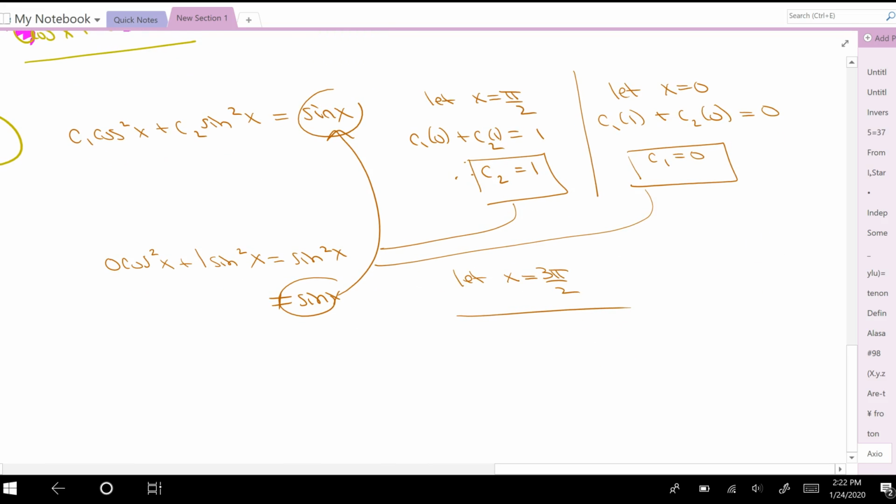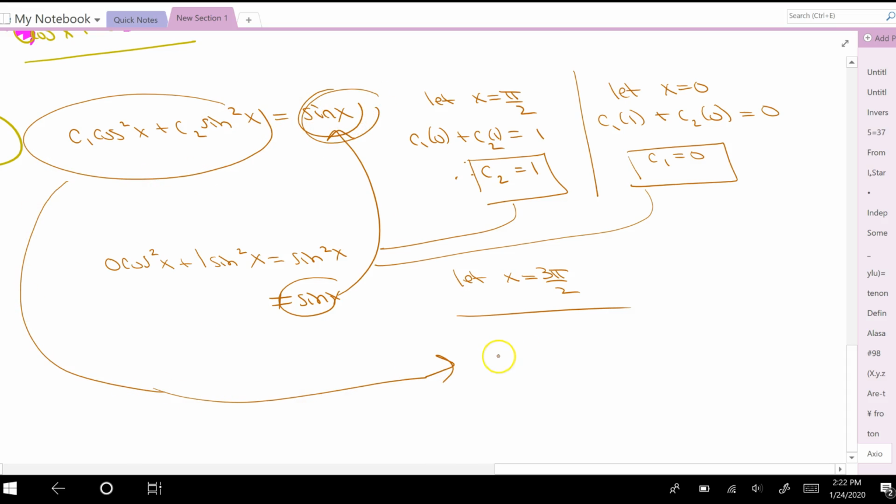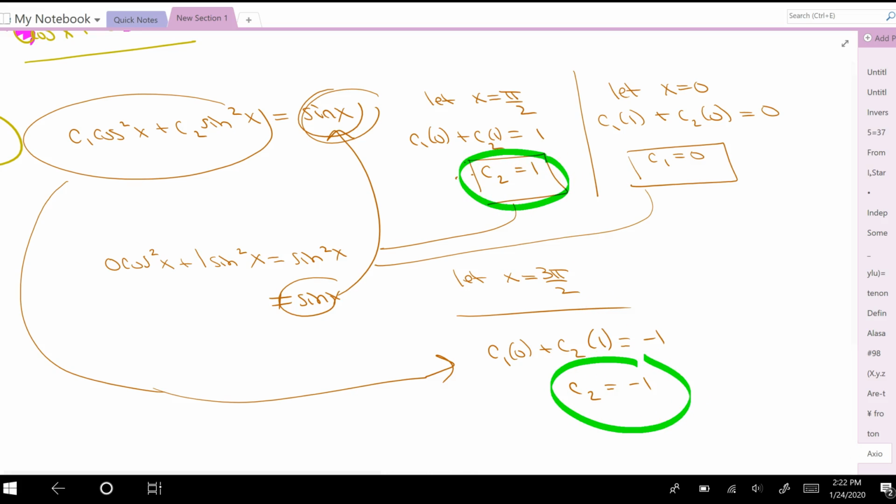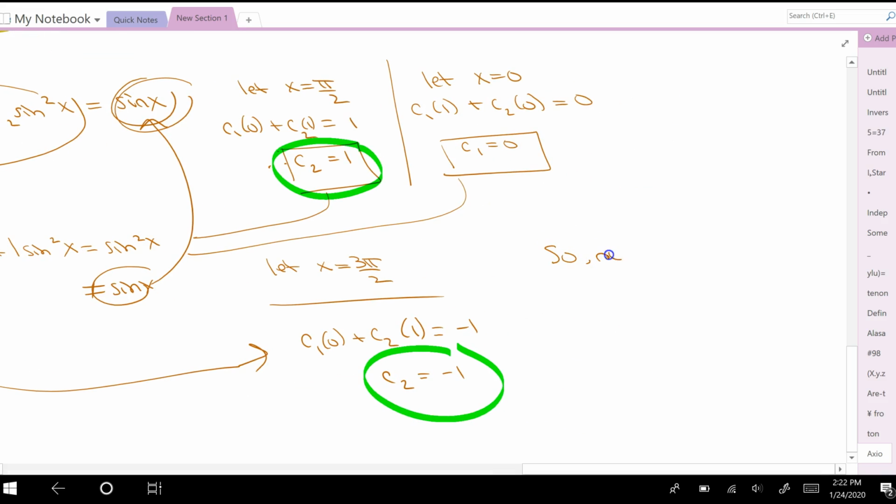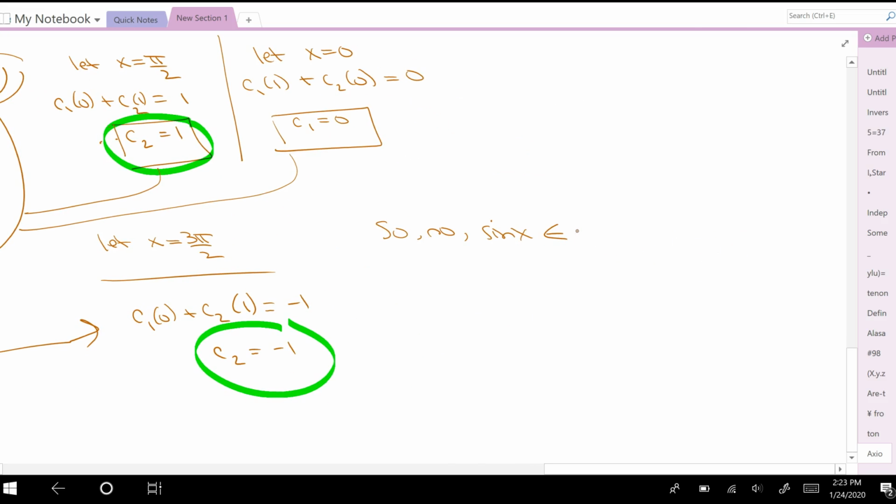When I input x equals 3 pi over 2 into here and here, I get c1 times 0 plus c2 times 1 equals -1, so c2 equals -1. Once again, another contradiction. So no, there is no linear combination. Sine x is not an element of the span of cos squared x and sine squared x. Okay, goodbye.